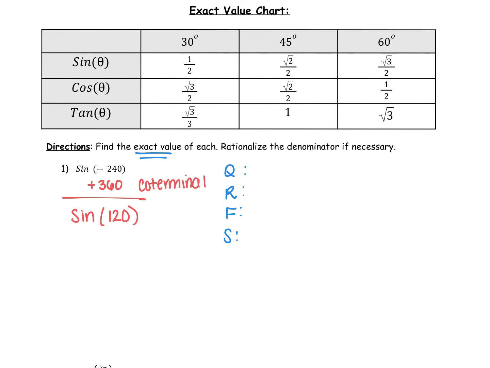So 120 is much better to work with. So let's draw a sketch. 120 we know is an angle in quadrant 2, right? If this is 90 and this is 180, from here to here is 120. So quadrant 2. How do I find a reference angle in quadrant 2?